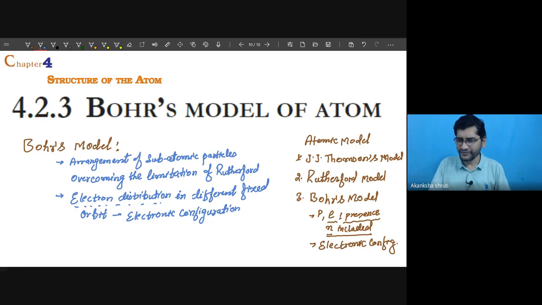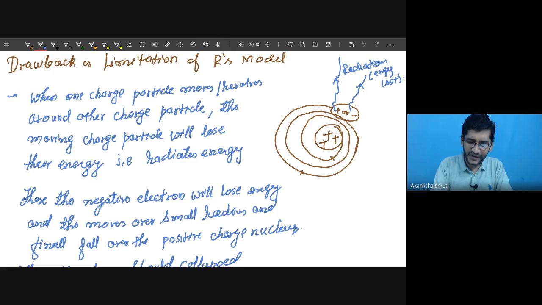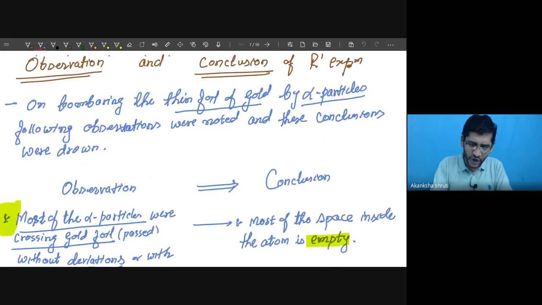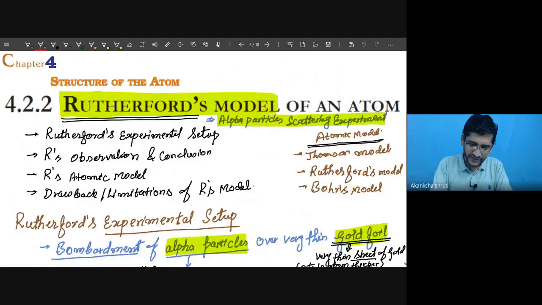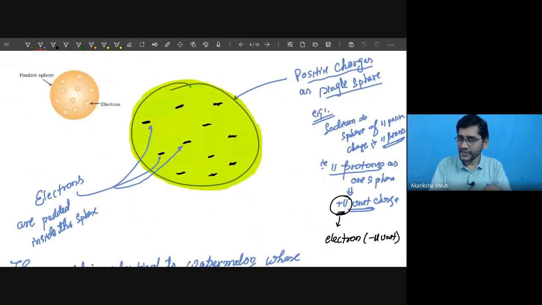The very first model was the J.J. Thomson model, where proton was considered as a sphere and electron was put inside it. That we had learned earlier. So in this J.J. Thomson model, there were a lot of limitations. This J.J. Thomson model was not able to explain various observations.